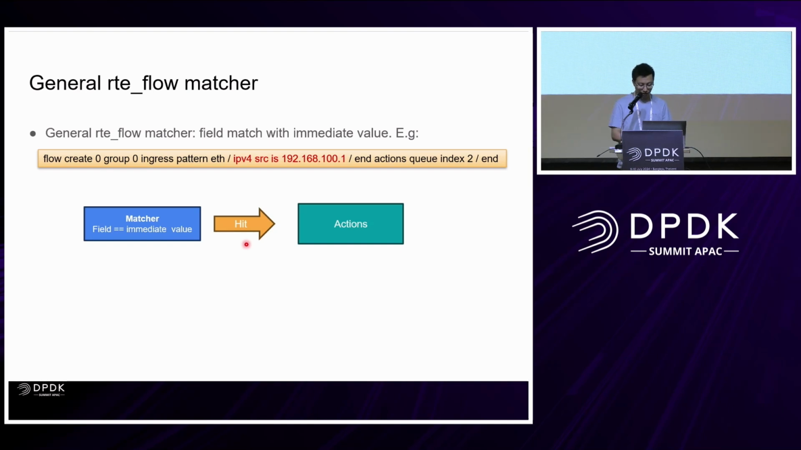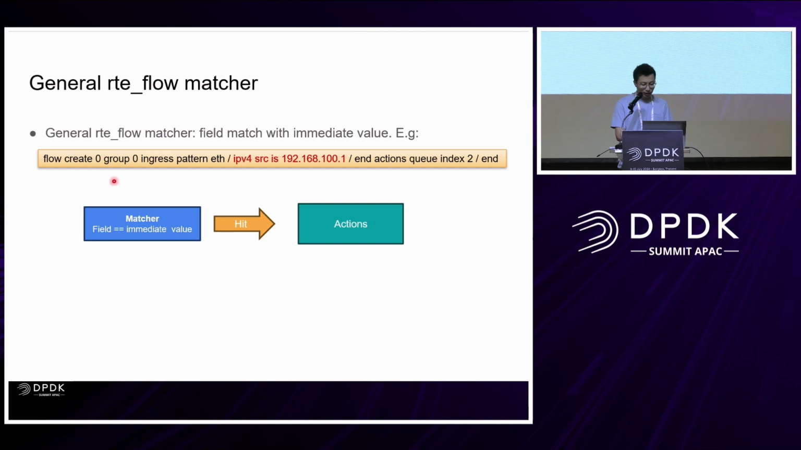So here, this is an example in testpmd. For example, we just flowed a rule in the root table, ingress, for the traffic matching with ETH header, and then IPv4 source, this, and then the expected action will be steering this traffic directly to queue index 2. Okay, this is a very simple rule.